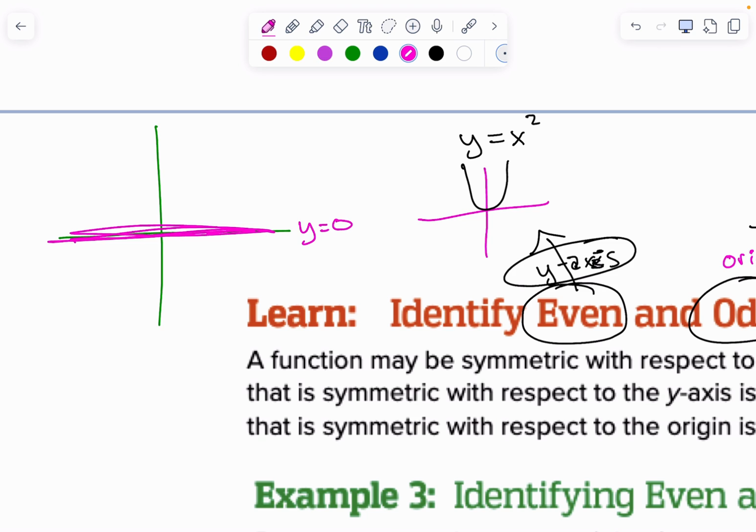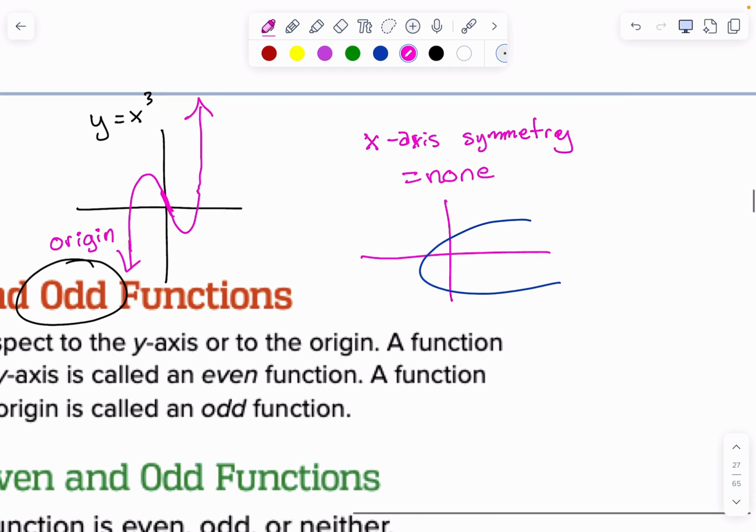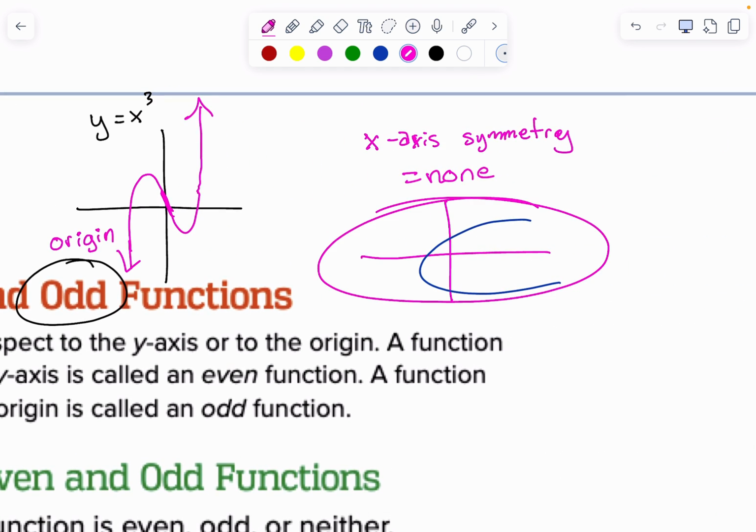Oh, I get ya. Oh, interesting. Yeah. So like x-axis symmetry. Okay, so what he's saying here is that the fact that this has x-axis symmetry, it doesn't pass the vertical line test, it's not a function.